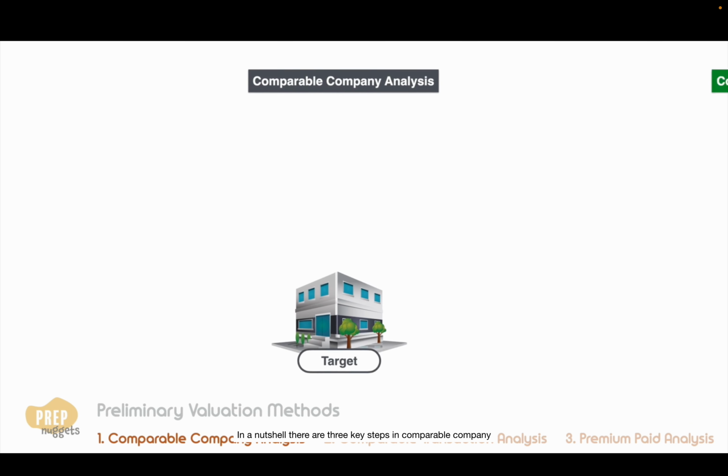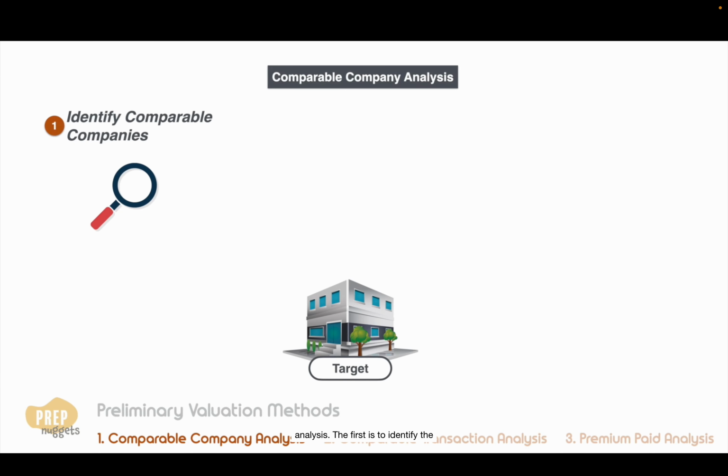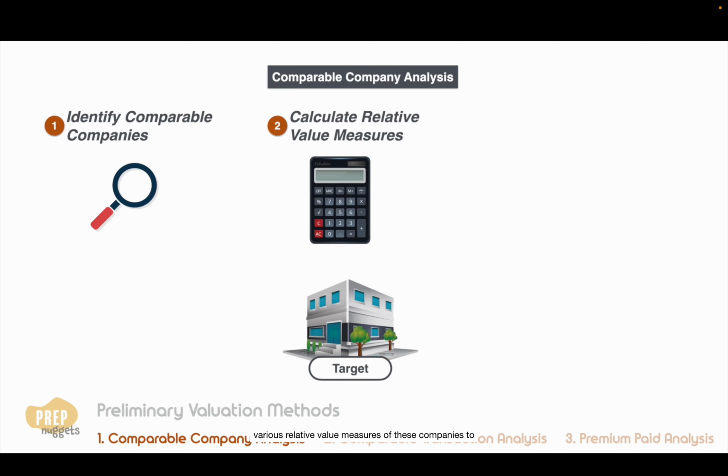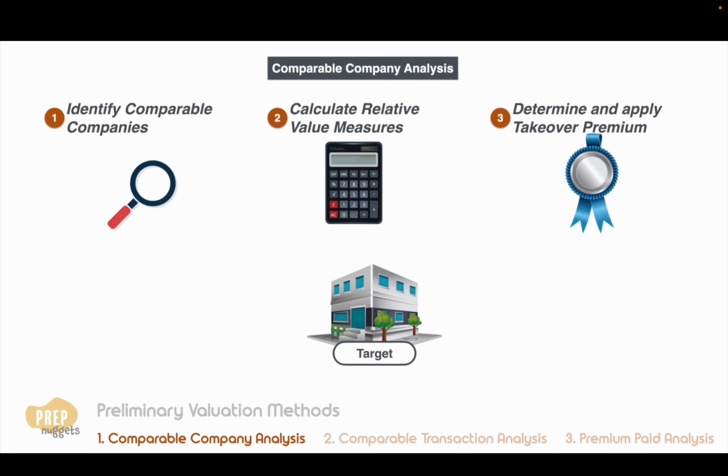In a nutshell, there are three key steps in comparable company analysis. The first is to identify the comparable companies, followed by calculating the various relative value measures of these companies to arrive at a valuation estimate for the target firm's shares. The final step is to determine an appropriate takeover premium and apply it to the valuation to arrive at the estimated takeover price for the target firm's shares. Let's briefly go through each of the steps.